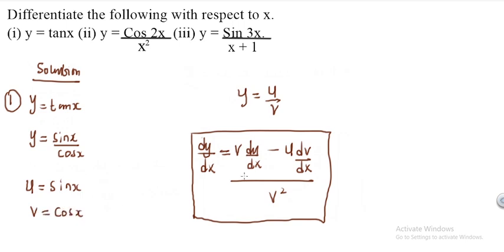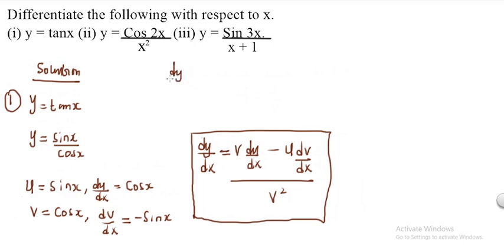The quotient rule requires us to use the derivative. So we need to find the derivative of the numerator and the denominator. The derivative of the numerator is du over dx. du over dx of sin x is equal to cos x. dv over dx is equal to minus sin x. Before I continue, I'd like to clean up space here. Since we have everything we need, we can now go on to differentiate y with respect to x.